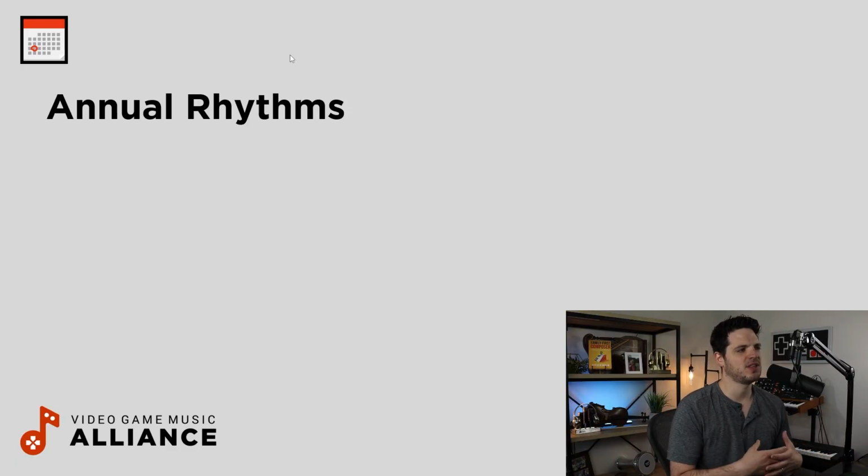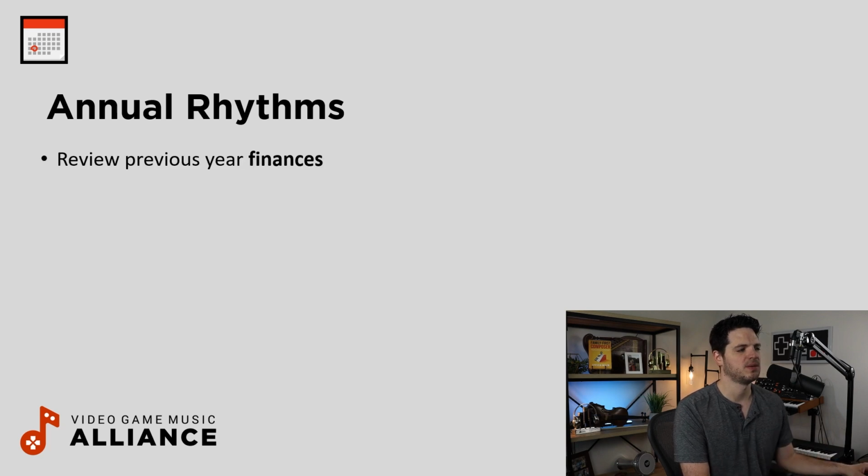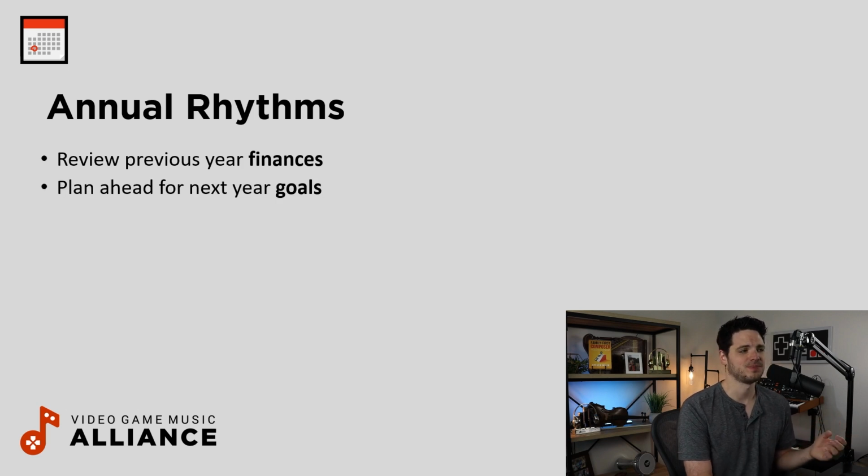So for example, some things that you might want to consider for your annual rhythms might be reviewing your previous year finances. This is something that I do at the beginning of the year in January, as I take a look at the entire last year's budget, the income and the expenses. I do this both for business and for personal, but this is really important for business because you have to know, what did you actually earn last year? What did you profit? Or were you negative? Because you need to know where you're progressing or not.